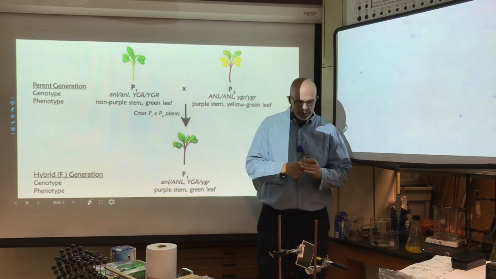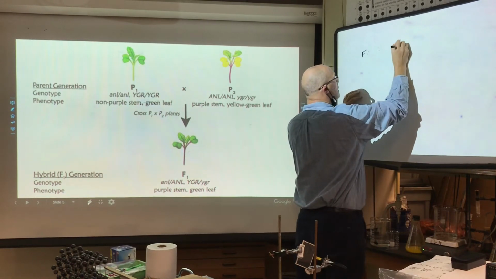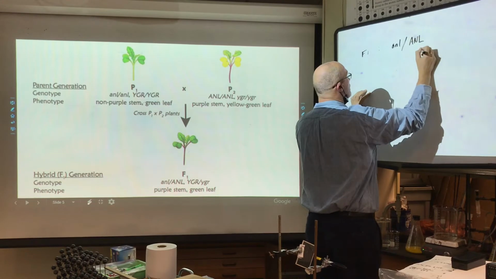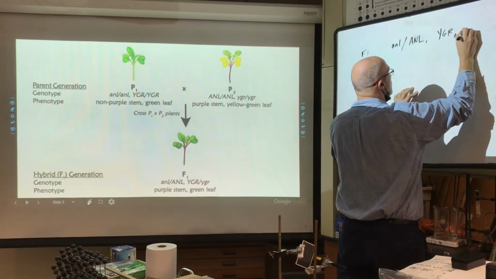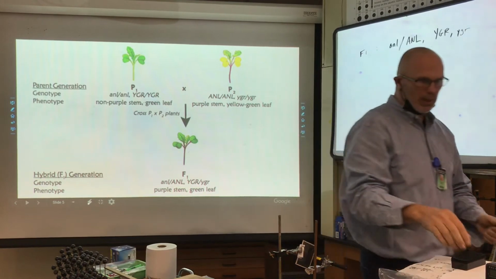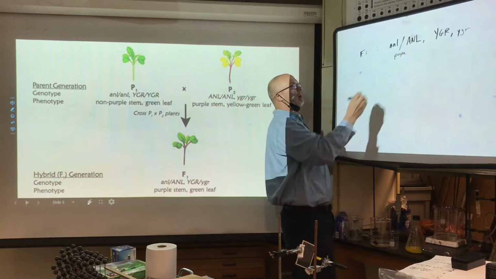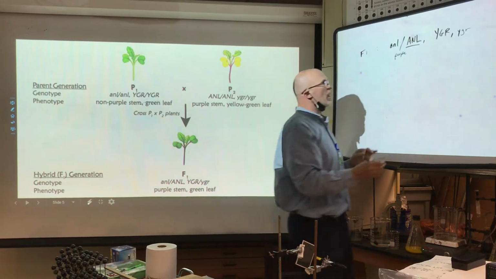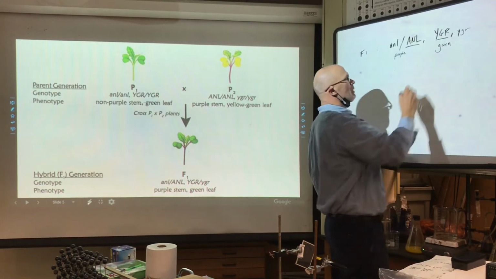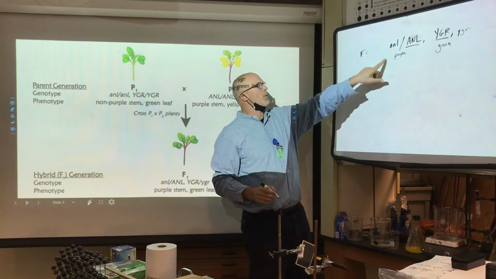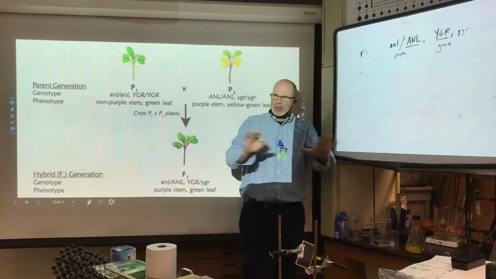So it's important to realize that in the F1, we had little a and L, and then we had YGR and YGR small. What does this tell us? Well, it tells us that we have purple, because it's a heterozygote, and then we have green leaf. Let's not forget what this means. This is dominant for green. If we don't have green, it's yellow. If we don't have the purple, it'll be colorless. So we had a purple stem, green-leafed cotyledon. That's what we had in the first generation.